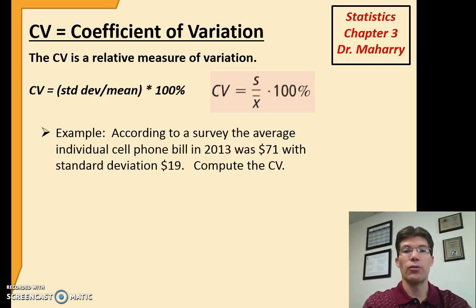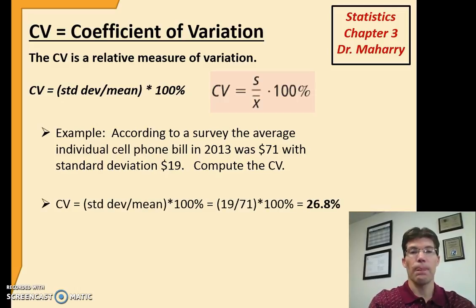For example, suppose we had a survey that found the average individual cell phone bill was $71 and the standard deviation is 19. What would be the CV? Well, I'd take the standard deviation of 19 divided by the mean of 71 and multiply by 100%. So I get 26.8%. So the coefficient of variation is 26.8%.